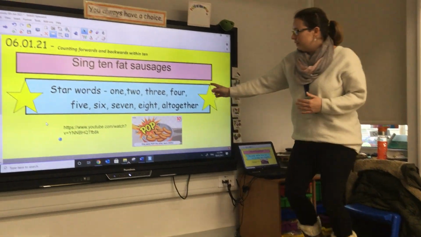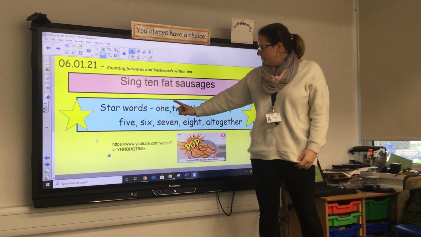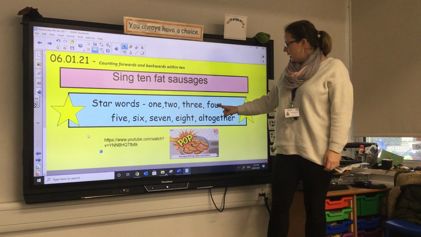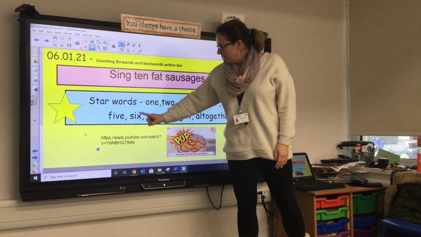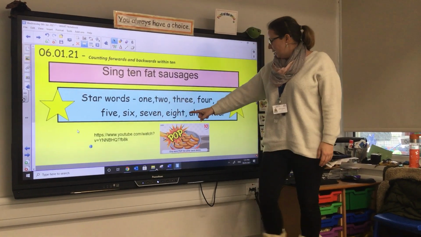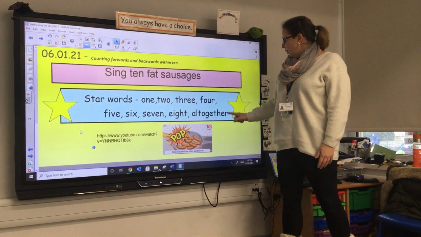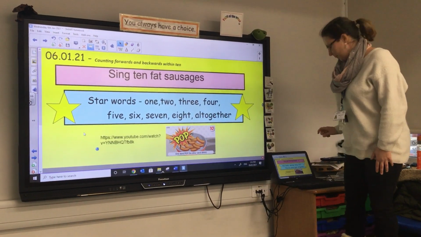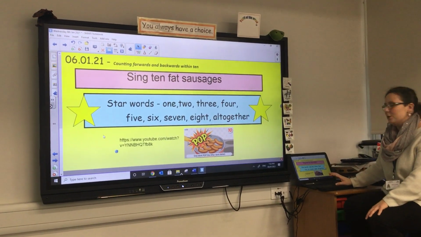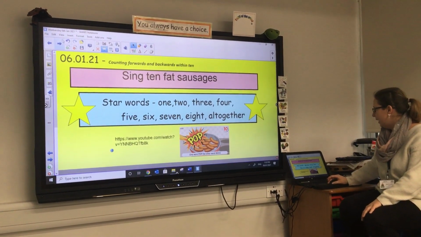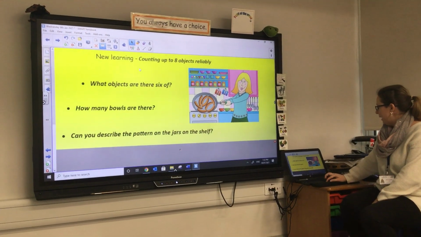Now, our star words for today. We've got the numbers 1, 2, 3, 4, 5, 6, 7, 8. We stop there with our numbers, and then our other star word is "all together". You have a go at saying it. All together. Well done. Now let's have a look what we've got to do today.